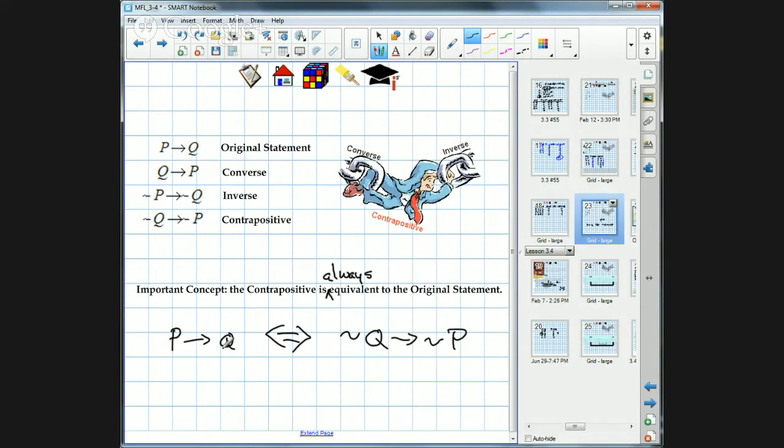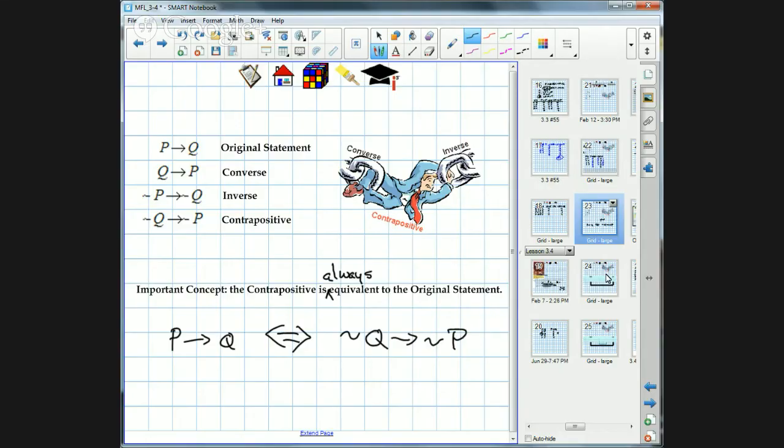So I just proved this to you, but here it is written in words right here. You might want to write this sentence in your notebooks. Important concept: the contrapositive is always equivalent to the original statement. You guys get that?